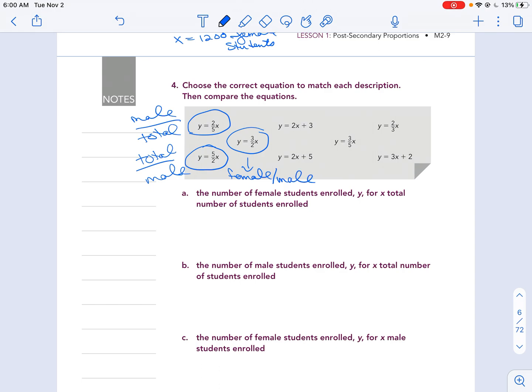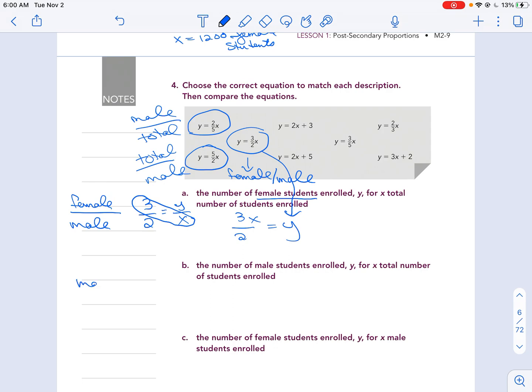So the number of female students is y. So that's female to the total number of male students. So, female to male. If I was to multiply this right here, I would get 3x over 2 equals y. Isn't that the one that we just talked about?